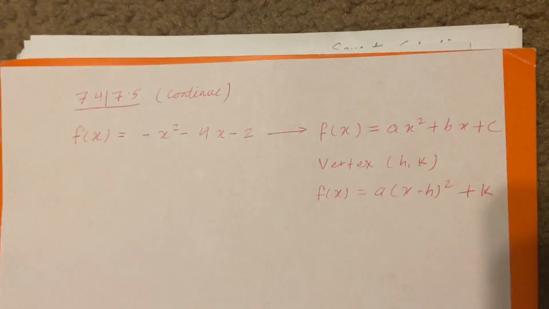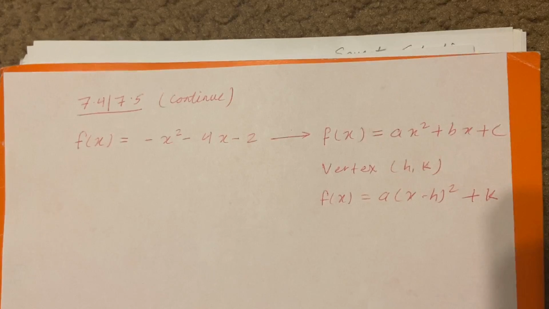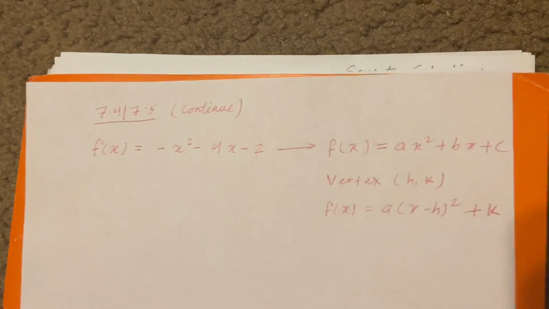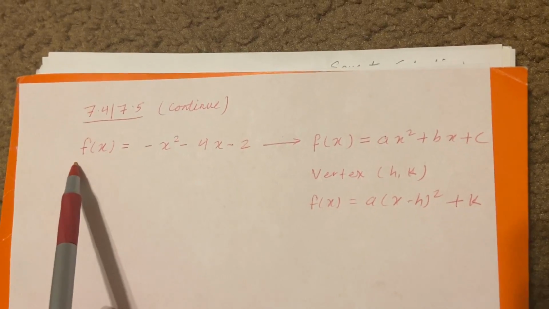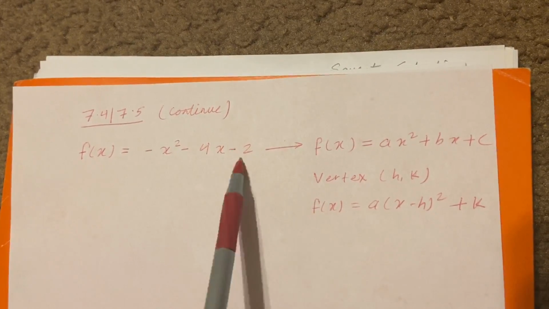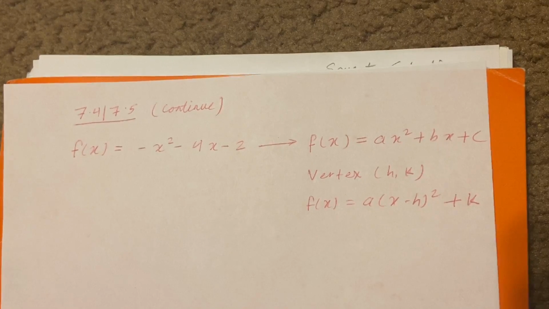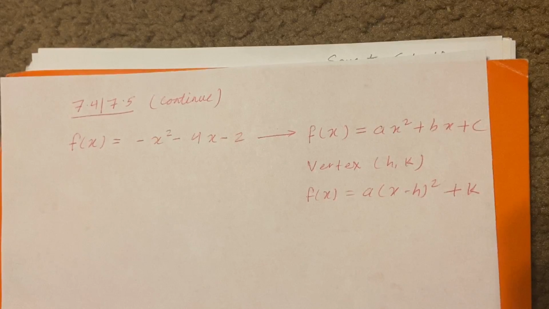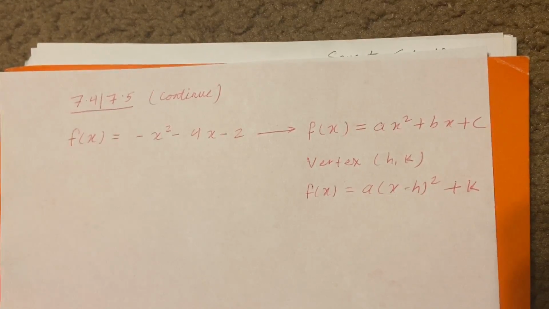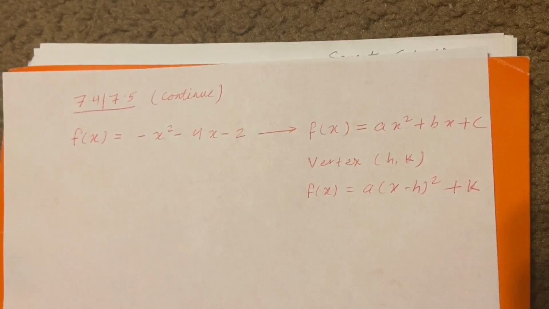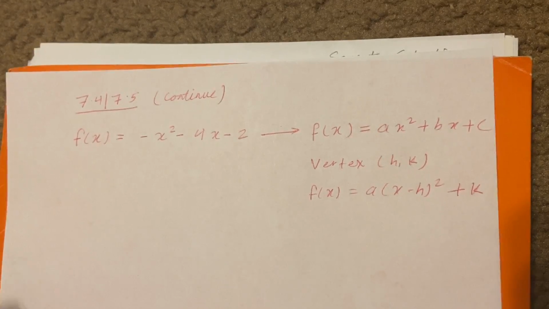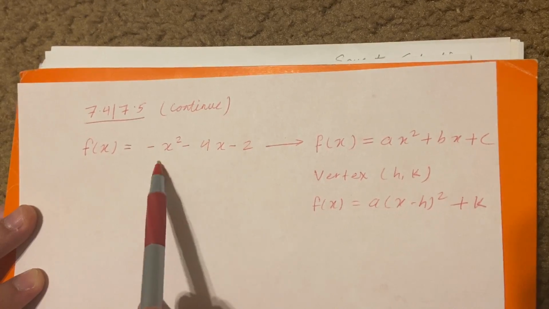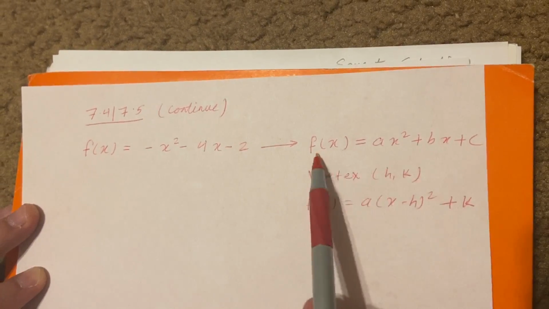Hello. Again, this is section 7.4 and 7.5. We're just going to continue with a different example now. In this case, we are going to graph this one. And just like the axis of symmetry, vertex, max, min, and everything we found in the previous videos, we're just going to do the same thing here. The only difference is our equation is slightly different now, which is in this form.